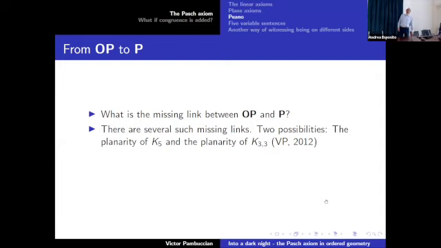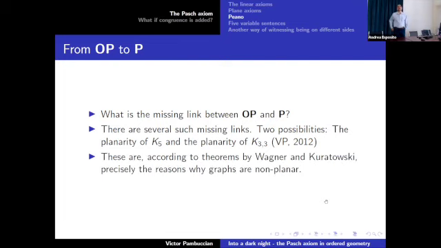And what does K33 say? It's the so-called utility problem. Imagine you have 3 houses and you have 3 utilities.